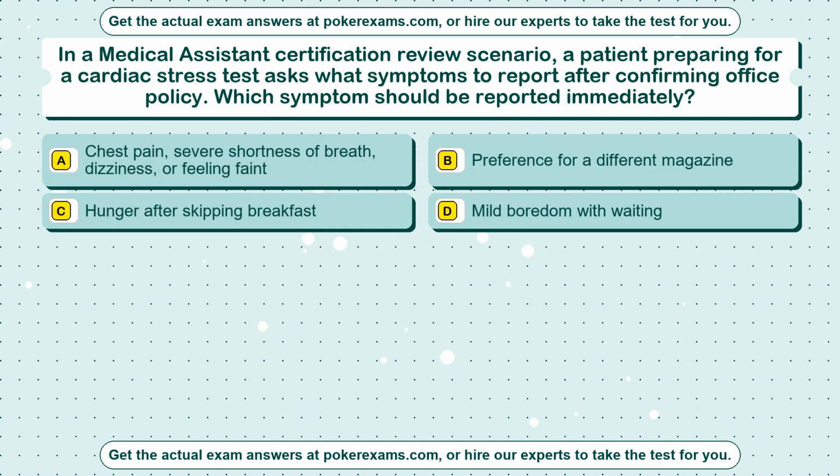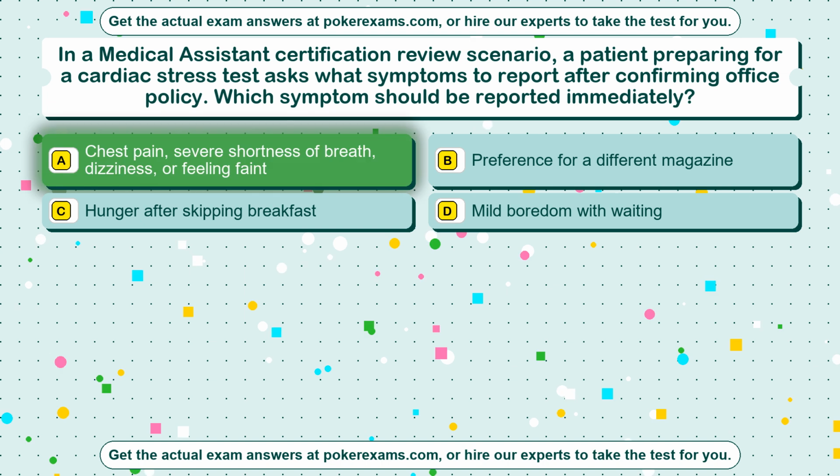Question 41. In a medical assistant certification review scenario, a patient preparing for a cardiac stress test asks what symptoms to report after confirming office policy. Which symptom should be reported immediately? Option A, chest pain, severe shortness of breath, dizziness, or feeling faint. Option B, preference for a different magazine. Option C, hunger after skipping breakfast. Option D, mild boredom with waiting.